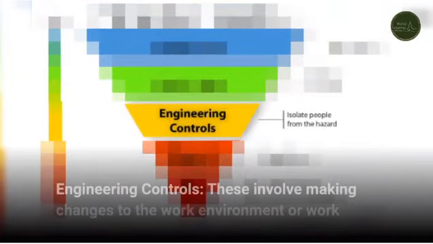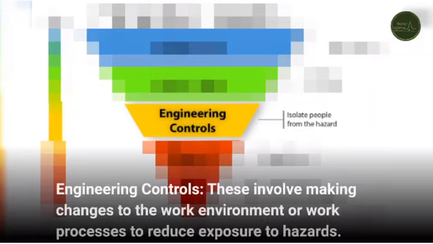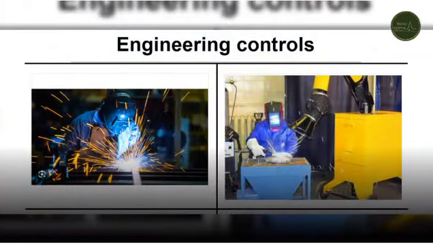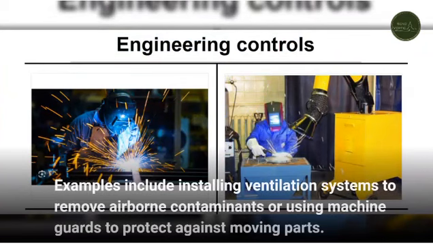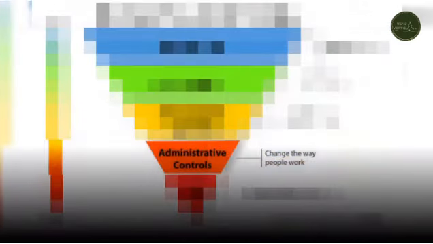Engineering controls. These involve making changes to the work environment or work processes to reduce exposure to hazards. Examples include installing ventilation systems to remove airborne contaminants or using machine guards to protect against moving parts.